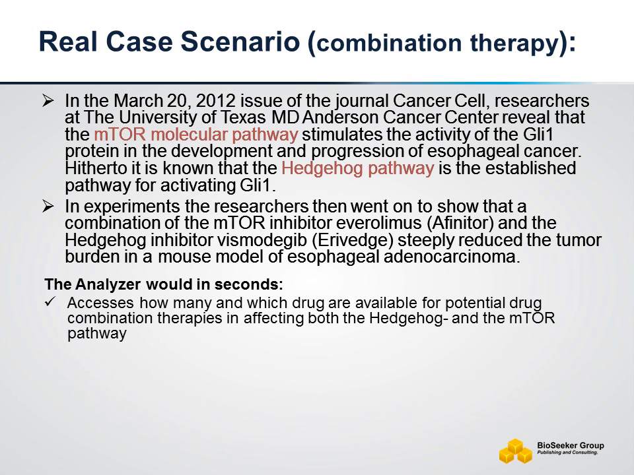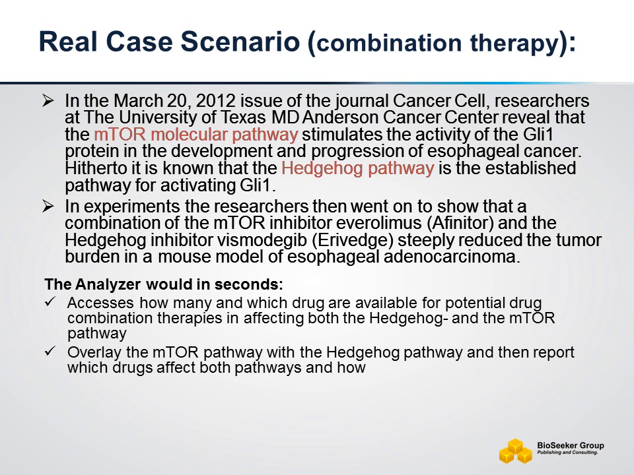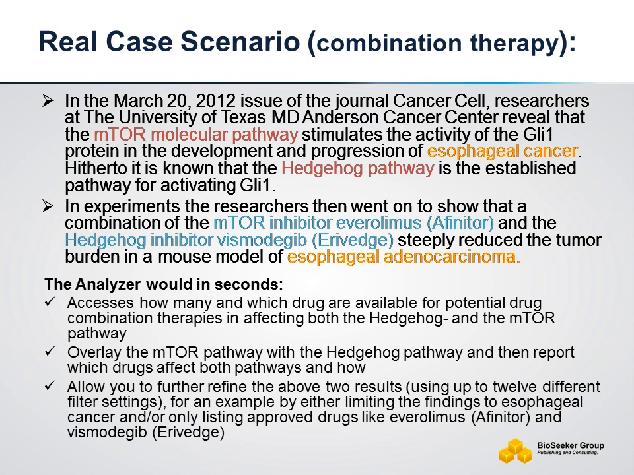Now, the analyzer would in seconds assess how many and which drugs are available for potential drug combination therapies affecting both the hedgehog and the mTOR pathway. Further, it would overlay the mTOR pathway with the hedgehog pathway and then report which drugs affect both pathways and how. Finally, it will allow you to further refine the above two results using up to 12 different filter settings, for example by limiting the findings to esophageal cancer and or only listing approved drugs like everolimus and vismodegib.